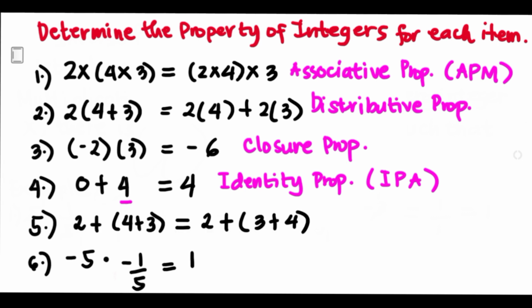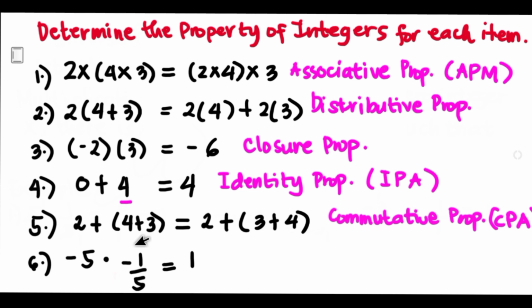So, dito na po tayo sa number 5. 2 plus the sum of 4 plus 3 is equal to 2 plus the sum of 3 and 4. So, kung mapapansin po natin, si 2 ay nasa unahan pa din. Nagpalit na po ng pwesto si 4 at saka si 3. Yan, dito nauna si 4, dito naman nauna si 3. So, nagpalit ng pwesto or ng order. So, ibig sabihin ito po ay commutative property. Specifically, ang tawag dito ay commutative property of addition. Kasi nag-add tayo.